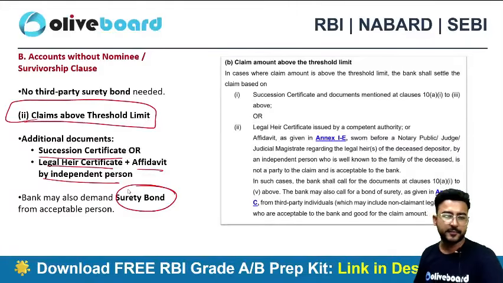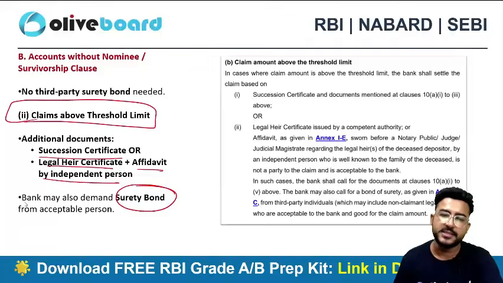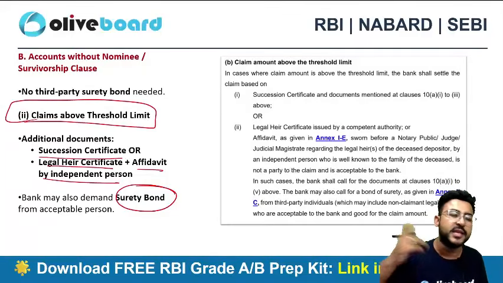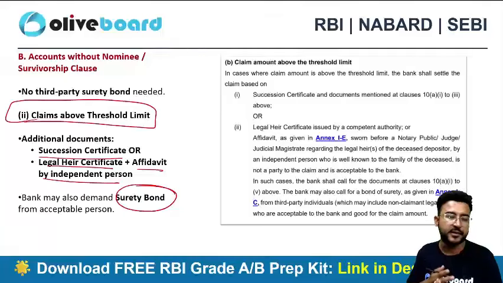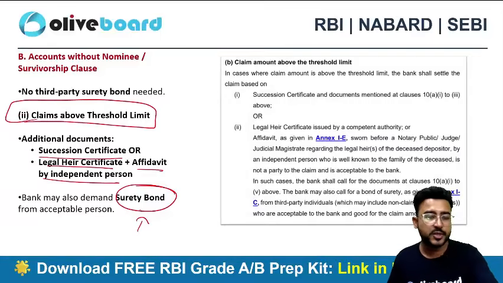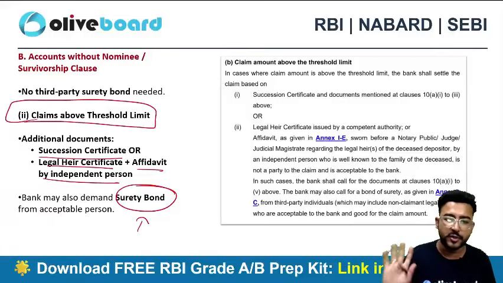Okay guys, perfect. So if your claim is above the threshold, then there is a risk element. That's why the bank is demanding the succession certificate and the legal heir certificate plus an affidavit by an independent person. And the bank may also demand a surety bond as well, that please give a surety bond that in case of any issue in the near future, you will also be liable, right?